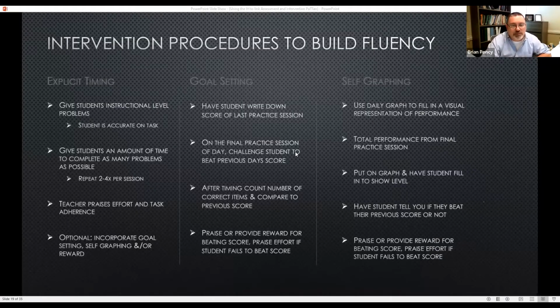Praise and provide reward for beating the score. Praise effort if the student fails to beat the score, assuming, of course, they're giving a good effort.